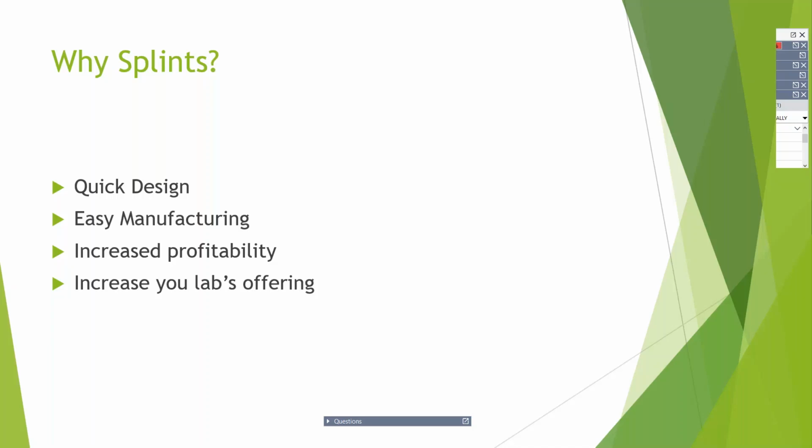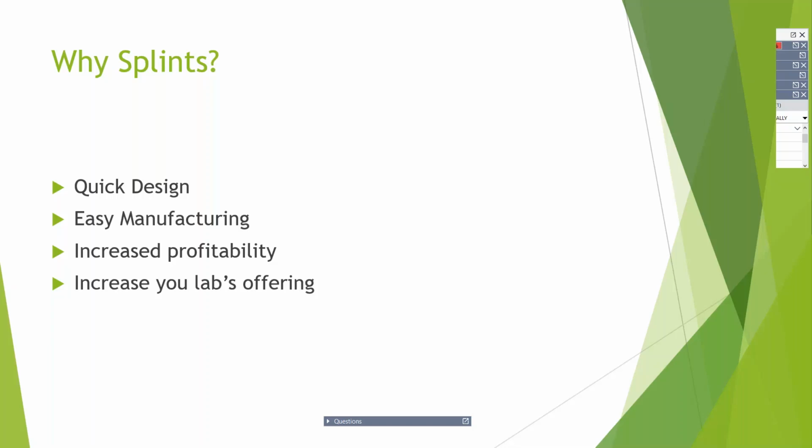So these splints can be either printed or milled. We're going to talk about printing obviously today. And the printing manufacturing process on these is very simple. It's not hard to do. If you have a 3D printer, it's super easy to implement these. If you don't have a 3D printer, they're very easy to learn.